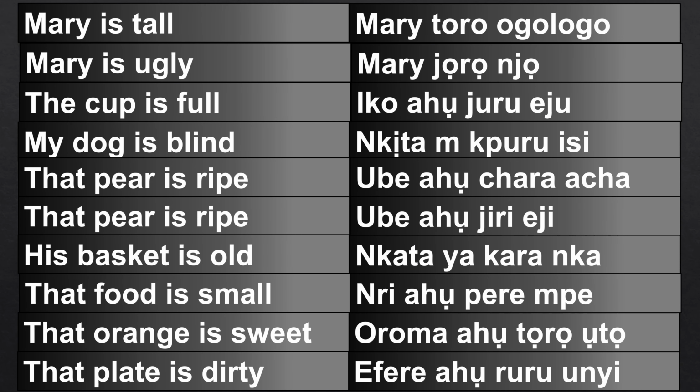Let's take more examples. Mary is tall. Mary toro ogologo. Ogologo is the noun. Toro is the verb. Mary is ugly. Mary jọrọ njọ. Njọ is a noun. You know, it actually has an adjective form. The adjective form of njọ is ajọ.